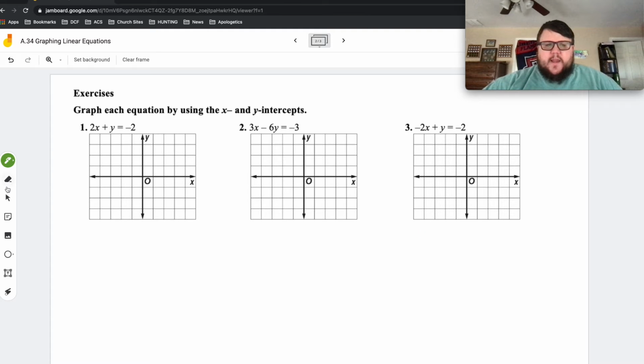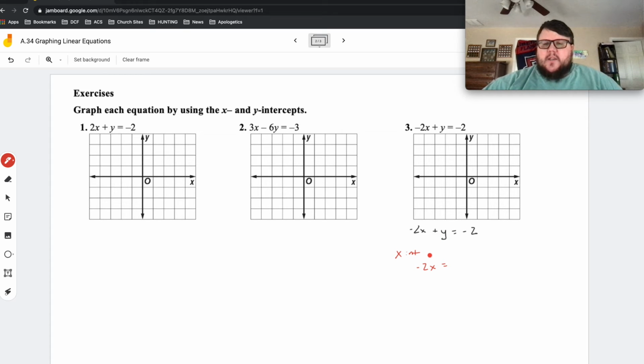So I'm going to rewrite the equation down at the bottom. Negative 2x plus y equals negative 2. And so I'm going to do the x-intercept first. So the x-intercept is where y equals 0. So I'm just going to rewrite this as negative 2x. And since y equals 0, I'm not even going to put that in there.